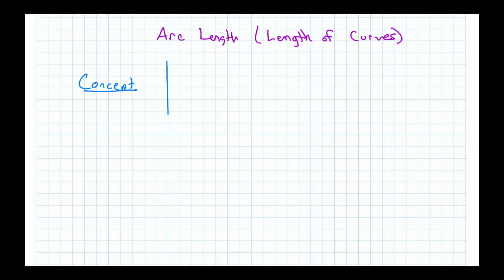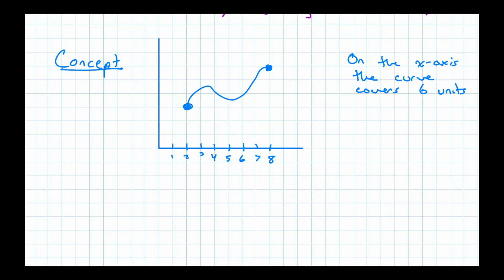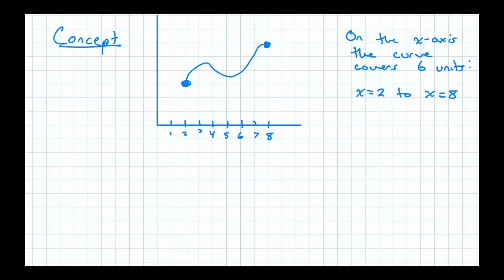Suppose you have a curve, which I'm going to draw now. All right, so there's a curve. If you took that curve and you straightened it out, then it would be a little bit longer than it shows here, right? Let's just say that these are numbers here: 1, 2, 3, 4, 5, 6, 7, 8. So you can see that, on the x-axis, the curve is 6 units. Why is it 6 units? Because it goes from x equals 2 to x equals 8. But that's not the actual length of the curve.